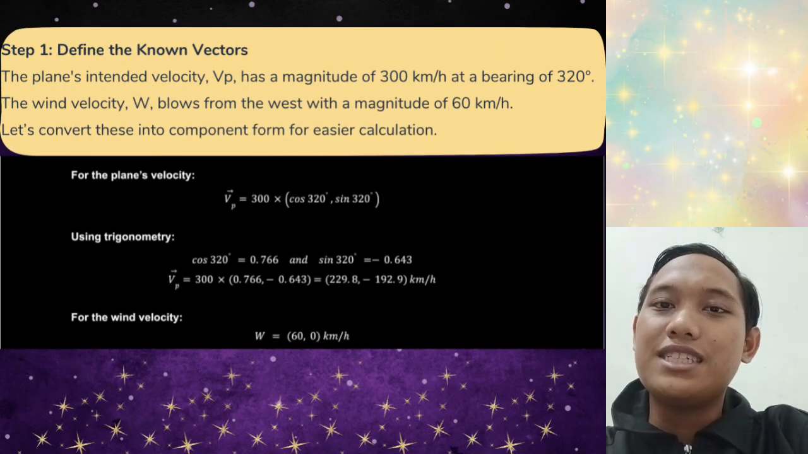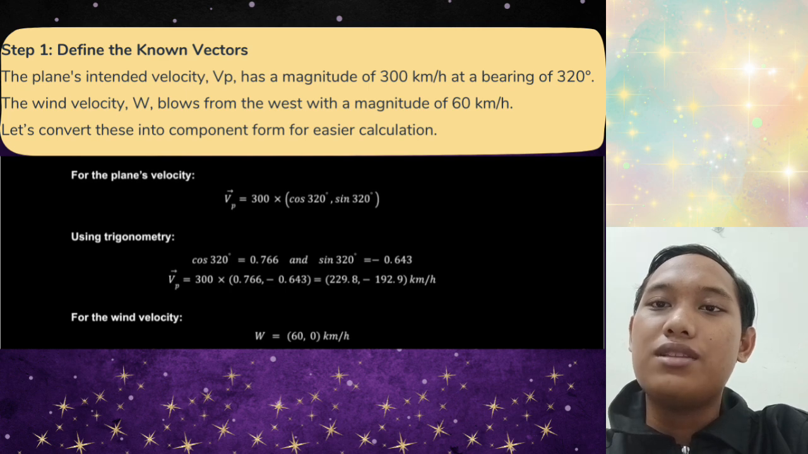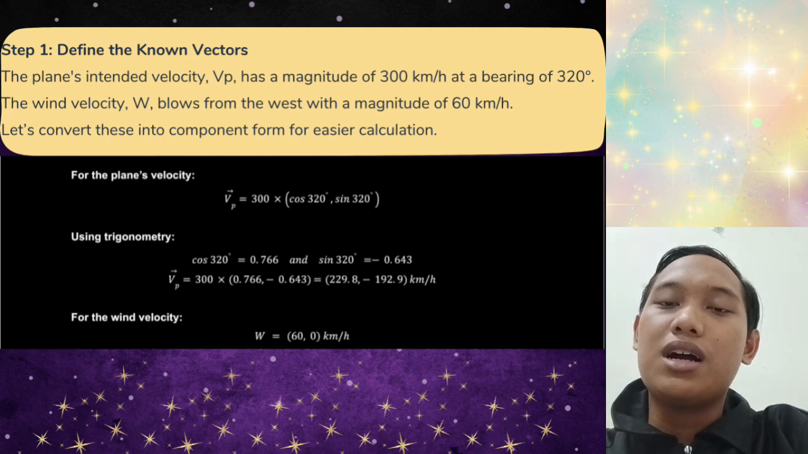Okay, let's go to step 1. In step 1, we need to define the vectors. The plane's intended velocity, VP, has a magnitude of 300 km per hour at a bearing of 320 degrees. The wind velocity blows from the west with a magnitude of 60 km per hour. Okay, let's convert this into component form for easier calculation.